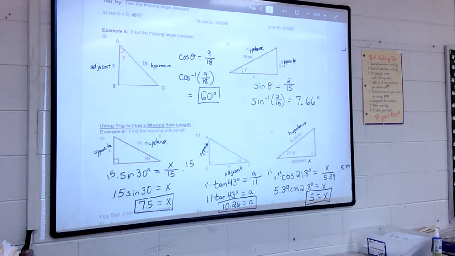So again, you have to decide, are we using sine, cosine, or tangent? It depends what two sides you're looking at in the triangle. Are you using sine? If you got opposite and hypotenuse, you're using sine. If you got adjacent and hypotenuse, you're using cosine. If you got opposite and adjacent, you're using tangent.